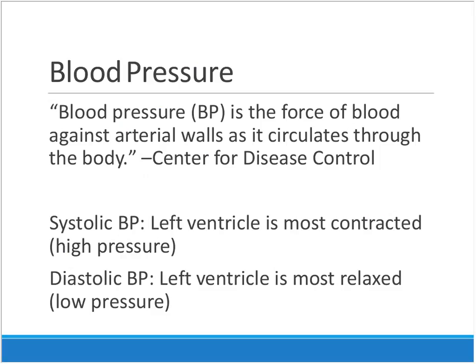So blood pressure is defined as the force of blood against arterial walls as it circulates through the body. When we typically get a blood pressure for a patient, we get two numbers, like 120/80. Those numbers represent the systolic blood pressure and the diastolic blood pressure. Systolic blood pressure is when the left ventricle is most contracted, so a high pressure state, hence the higher number, and the diastolic blood pressure is when the left ventricle is most relaxed, so we have low pressure.